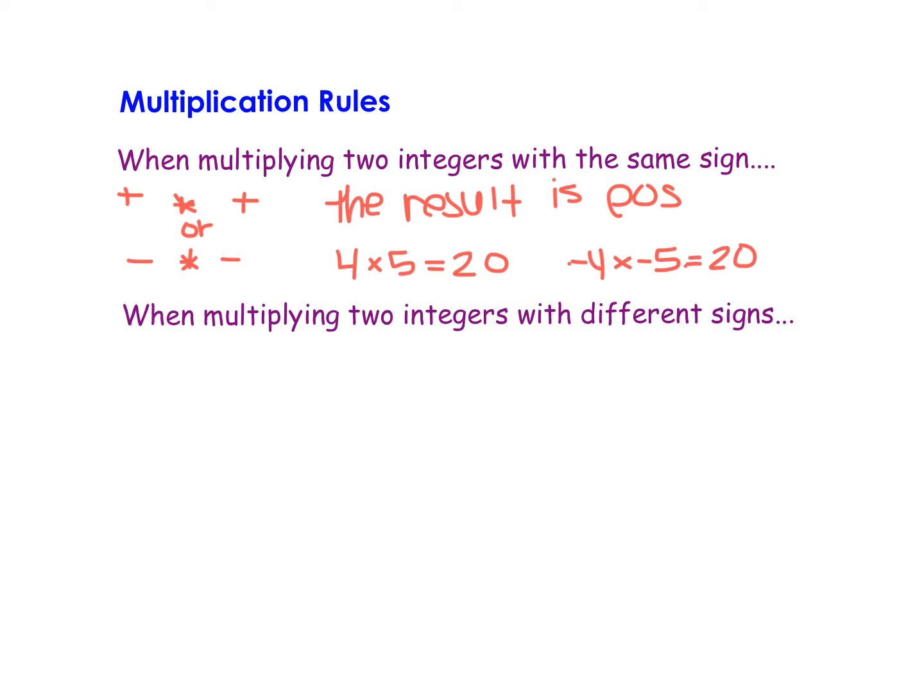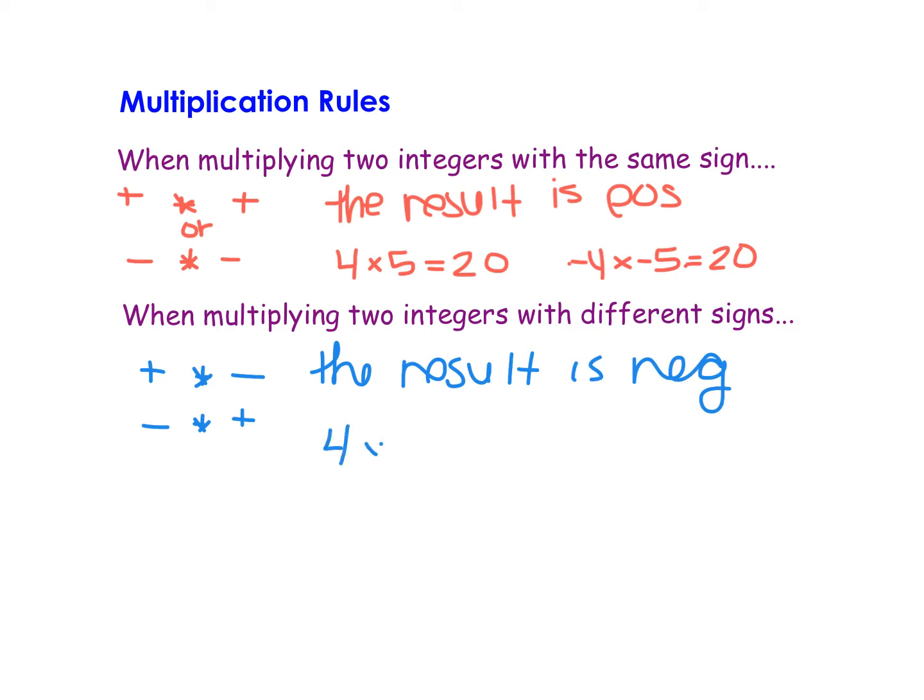Now, on the flip side of that, when we're multiplying two integers with different signs, so we have a positive times a negative, or a negative times a positive, the result is going to be negative. So if we have a positive 4 times a negative 5, because we have opposite signs, we get negative 20. Or if we have a negative 4 times a positive 5, again, one of each, our answer will also be negative 20.